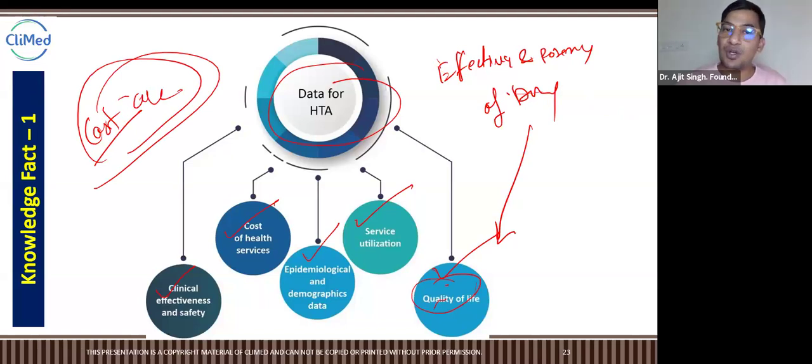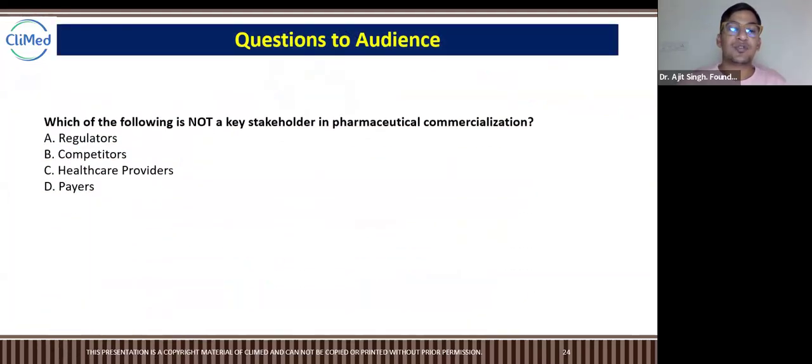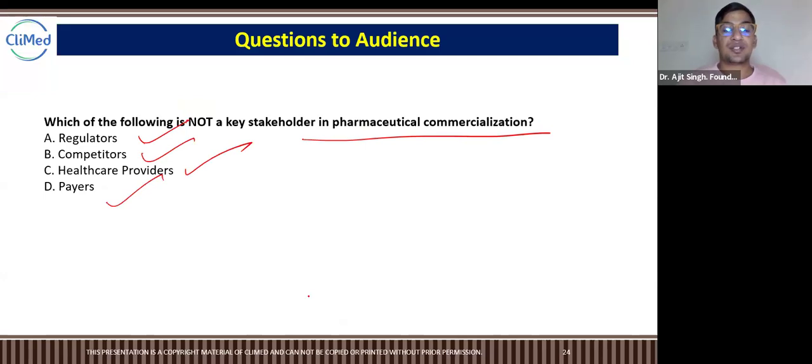Okay, then the next question for all of you is, which of the following is not a key stakeholder? I'll just take 5 minutes, guys. Which of the following is not a key stakeholder in pharmaceutical commercialization? Can anyone tell me? Regulators, competitors, healthcare providers, or payers?